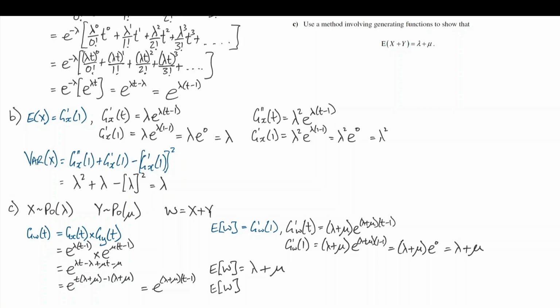Let's not forget that lambda is the expectation of x, and mu is the expectation of y. And we know that they together will be the expectation of x plus y. So the expectation of x plus y equals the expectation of w, which equals lambda plus mu.